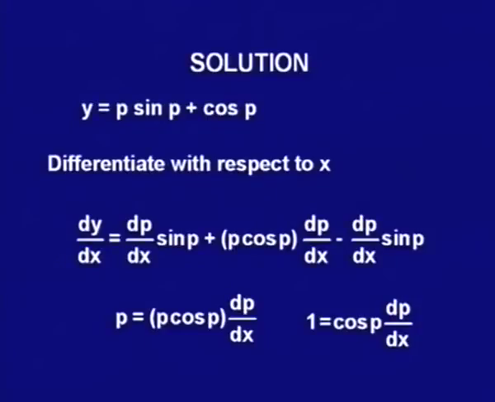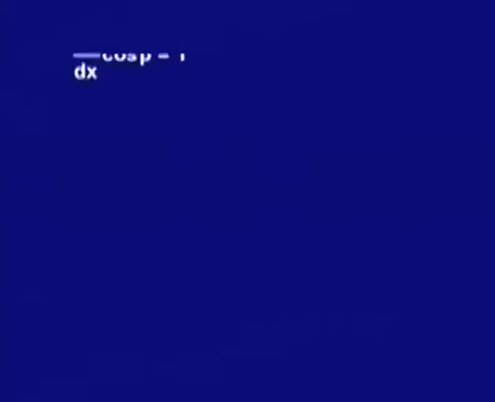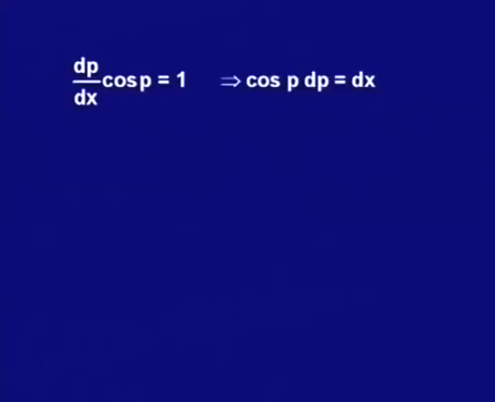Again this is an equation which we are getting in first order. If I rewrite it, I could write cos p dp is equal to dx, integrating it on both the sides to get the solution.